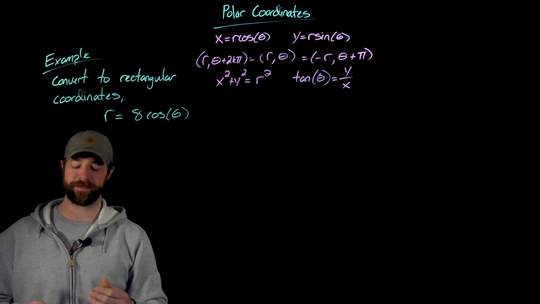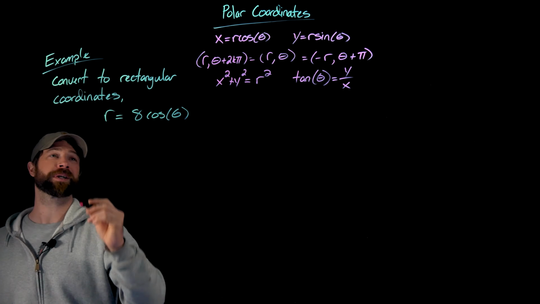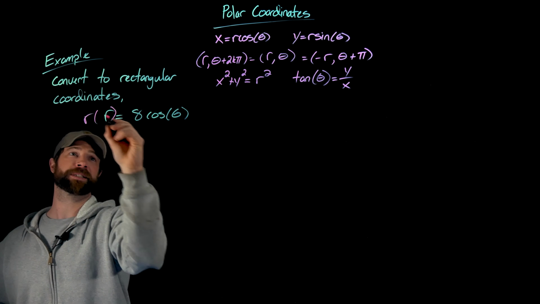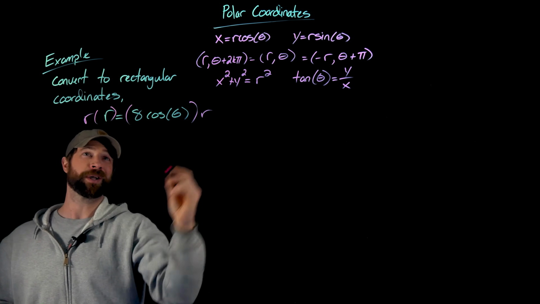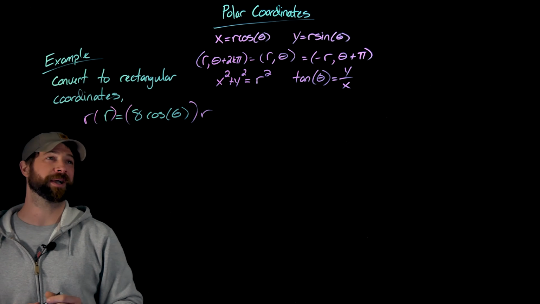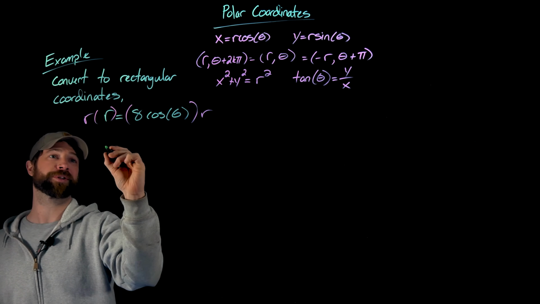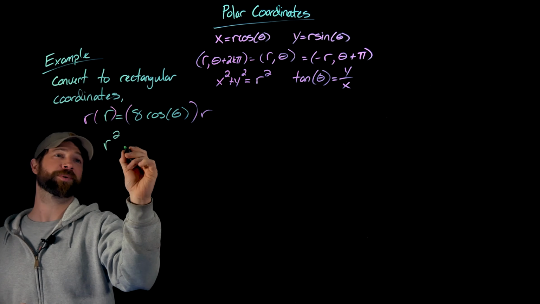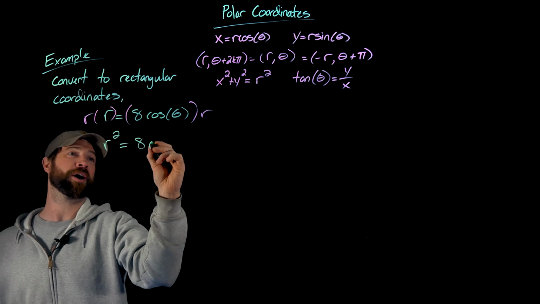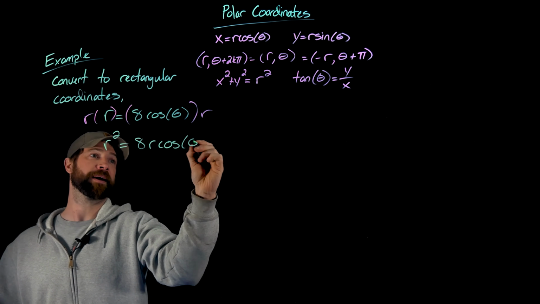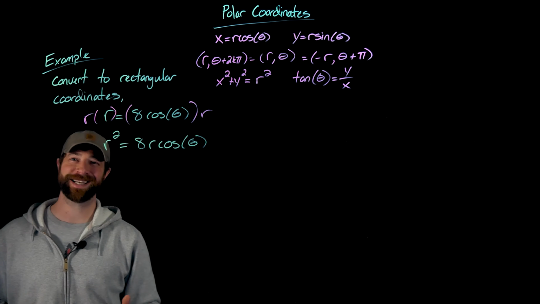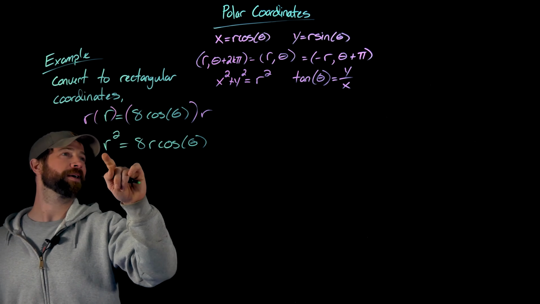rectangular? But the beautiful move that we're just going to do first here is we're going to multiply both sides of this equation by r. When we multiply both sides by r, you can see how probably beautiful this becomes right away. I get r squared over here, and I get 8r cosine of theta. Once I do that, I actually now have r squared.